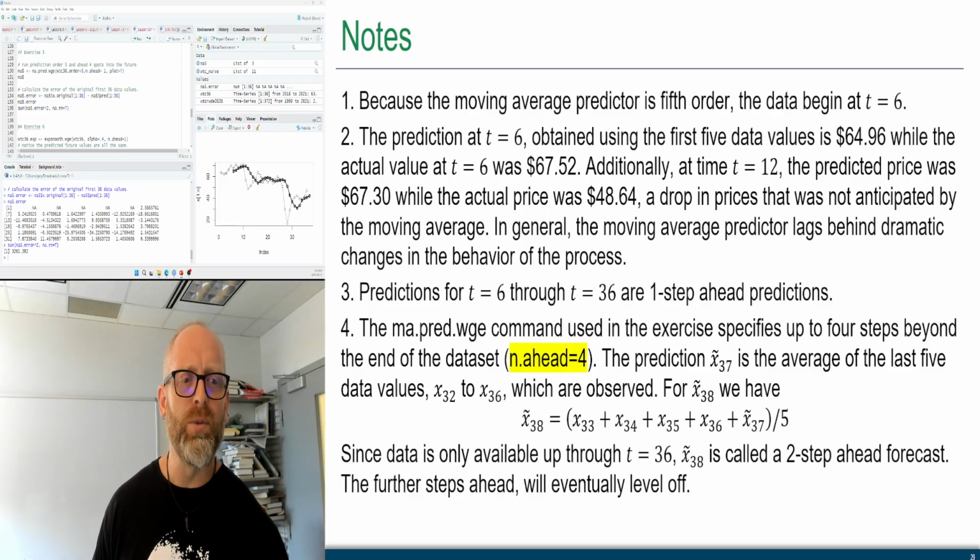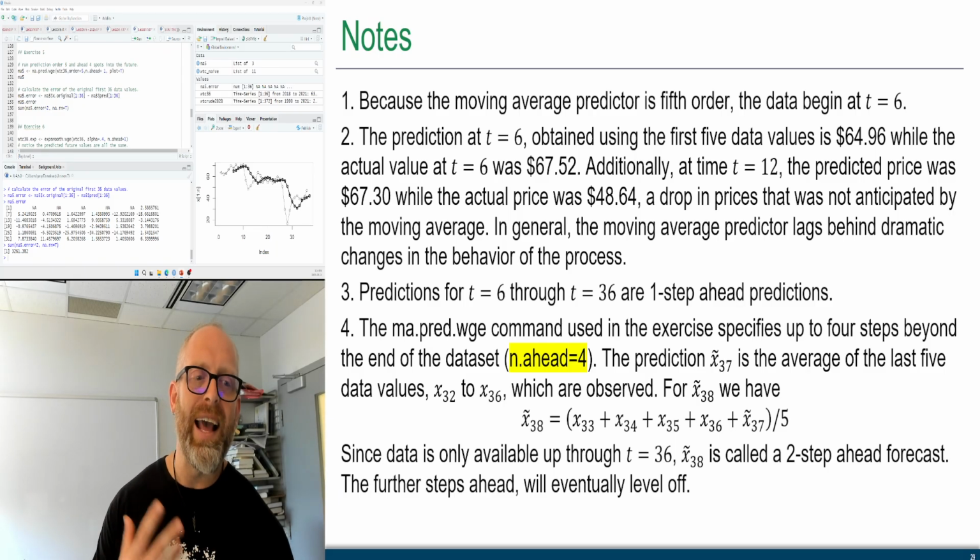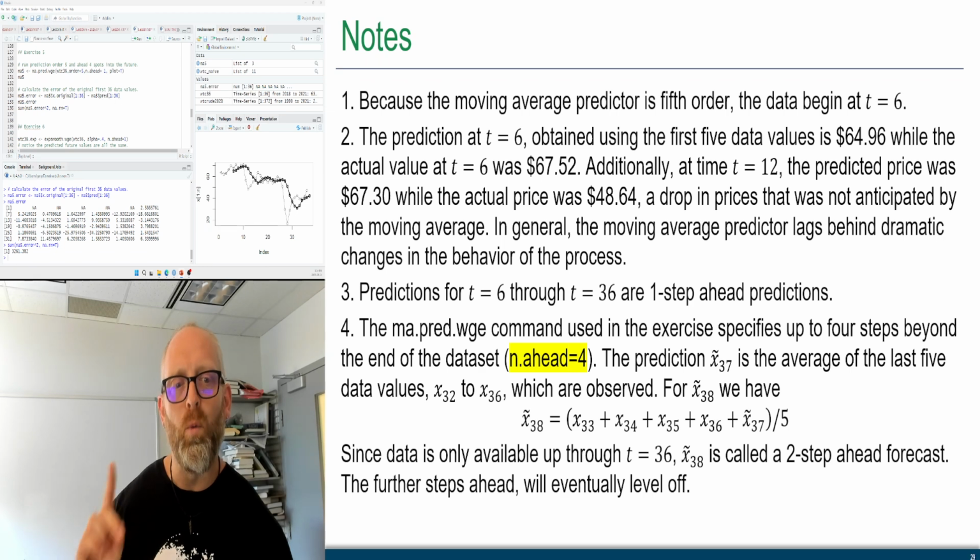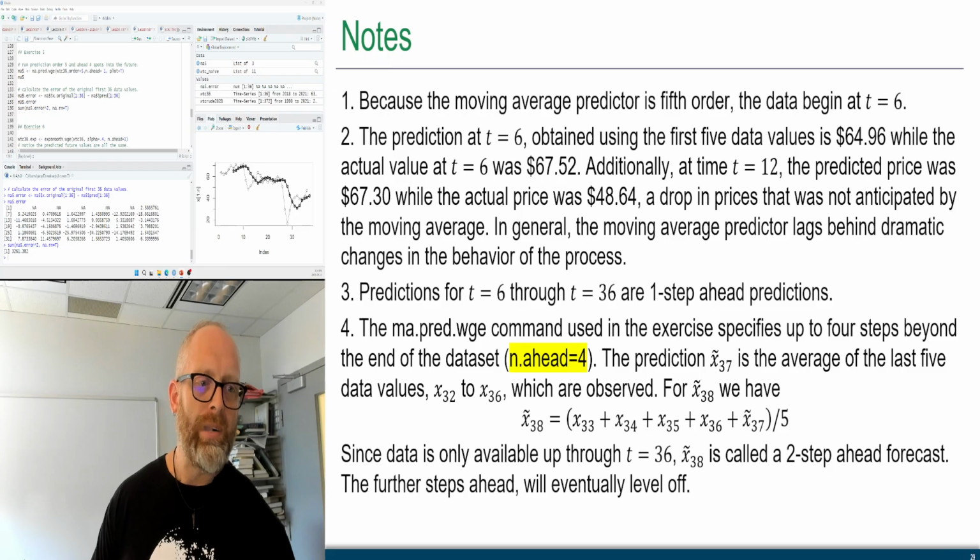Predictions for t equals 6 through 36 are one-step-ahead predictions, because again we're just predicting one step into the future. The mapred.wge command used in the exercise specifies up to 4 steps beyond the end of the data set. So if I did n.ahead equals 4, I'm predicting 4 steps into the future. But everything that we've done at this point is just one step into the future. The prediction at 37 is the average of the last 5 data values, so 32 all the way up to 36. Those are the true observations that I have.